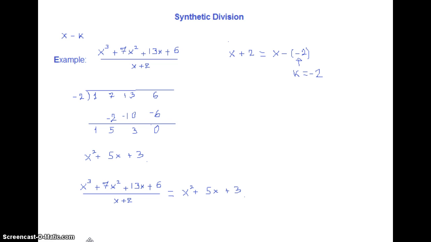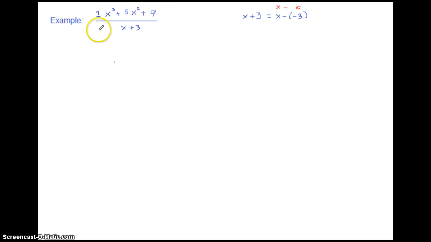And let's see one more example. Divide the following two polynomials. We can see that the divisor, the denominator, is x plus 3 and it could be expressed as x minus negative 3. So it is of the form x minus k. This means that we can apply synthetic division and the value of k for our case will be negative 3.